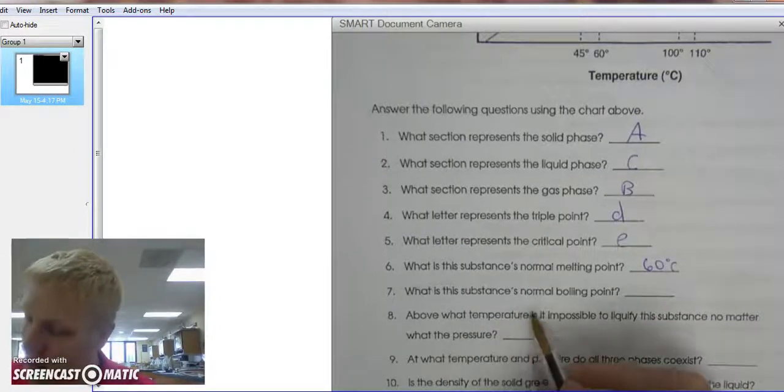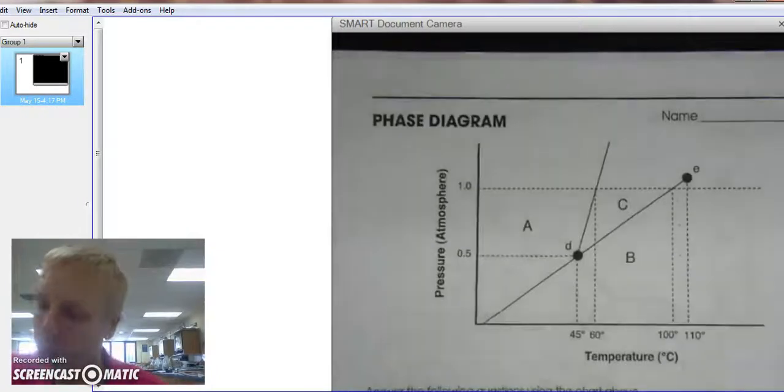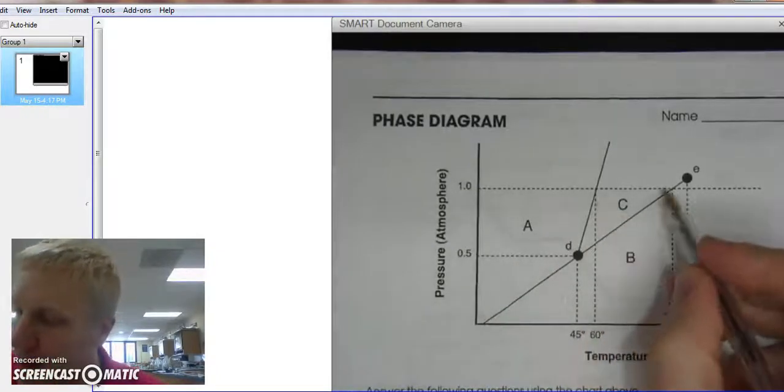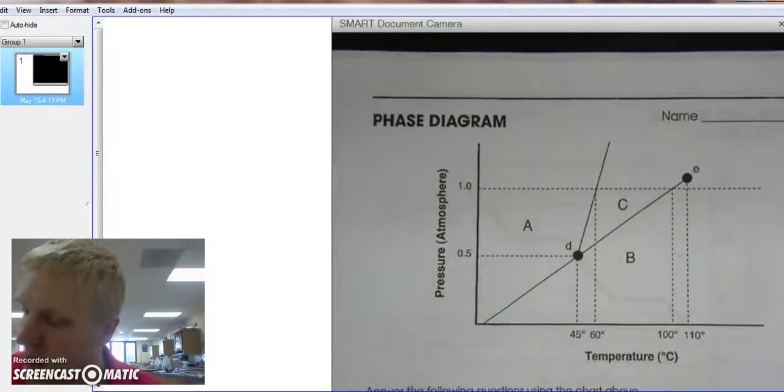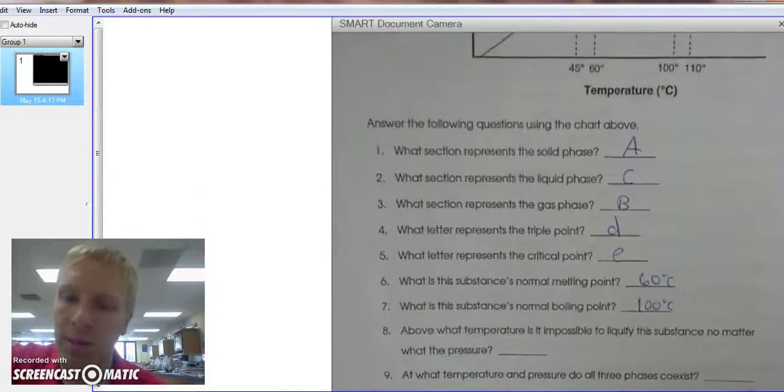Next, what is the substance normal boiling point? Again, 1 atmosphere. Liquid to gas, it's right here, 100 degrees Celsius is the normal boiling point.